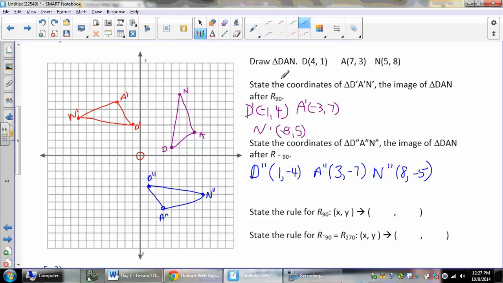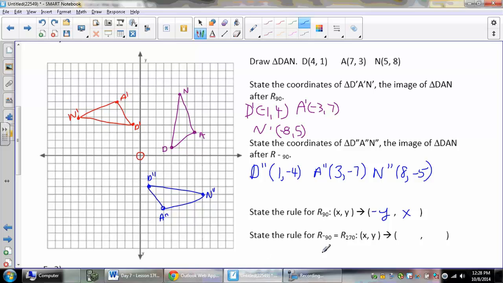So notice, D originally was (4, 1). After a turn of 90, it became (-1, 4). So I have the same numbers, but in a different order, and one of them's negative when it wasn't. (7, 3) became (-3, 7). (5, 8) became (-8, 5). (4, 1), (1, 4). We swapped the order. So XY swapped and became YX, and the first number became negated.